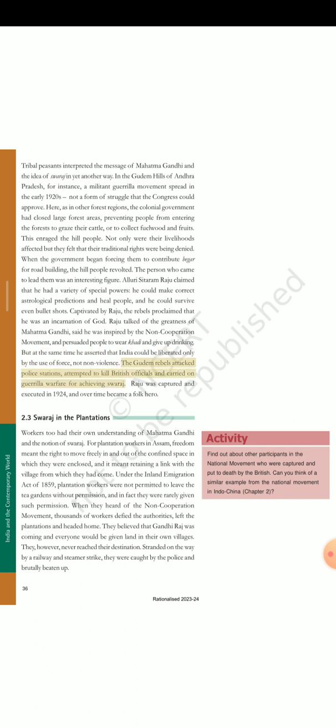The Gudem rebels attacked police stations, attempted to kill British officials and carried on guerrilla warfare for achieving Swaraj. Raju was captured and executed in 1924, and over time became a folk hero. 2.3. Swaraj in the plantations.